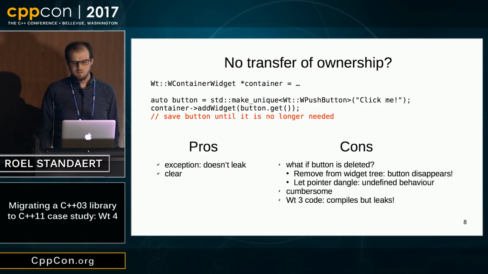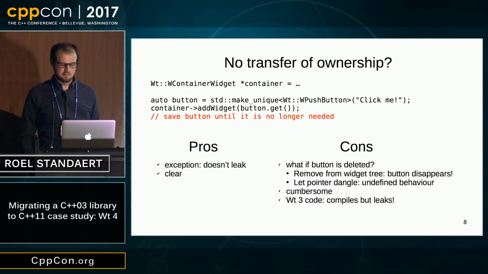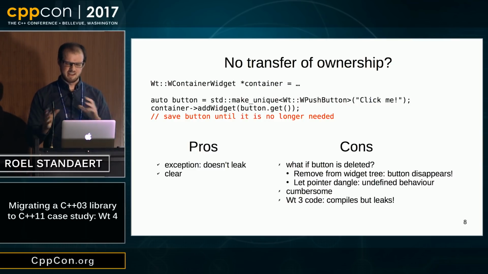But the cons are, what if this button gets deleted? What do we do? Do we remove it from the widget tree and then the button just disappears? And it's completely valid and it will compile and there's no undefined behavior, and it's really annoying to debug. If you let the pointer dangle, that would be undefined behavior, but at least there will be tools that allow us to check that. It's also a bit cumbersome because you have to make sure that this button stays around for long enough. And in the end, you just end up making this whole shadow hierarchy or something like that to make sure that it stays around for long enough.